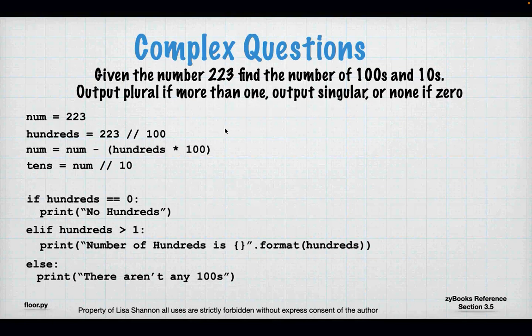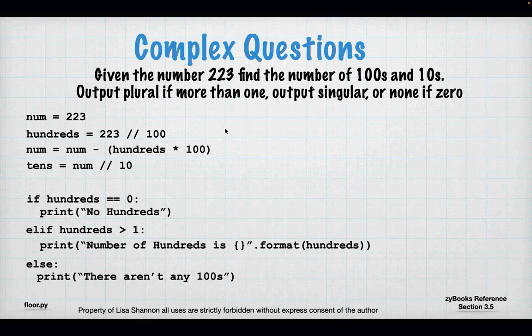So I'm given a number. I just said 223. I want to find the number of 100s and the number of 10s in 223. So I have to use something called the floor operator. The floor operator is a little different than the modulo operator. So you want to make sure you use the floor operator, and the floor is the double slash, backslash. I can never remember which one that is. My apologies.